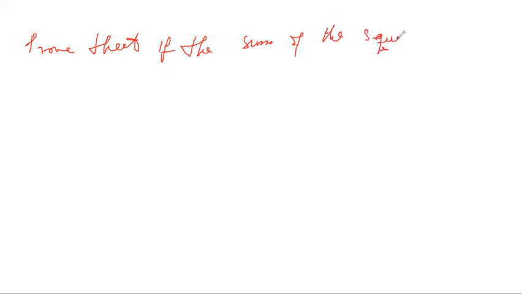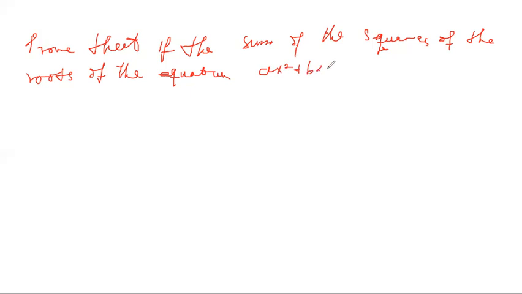Teacher, the question is: prove that if the sum of the squares of the roots of the equation ax squared plus bx plus c is equal to 0 is 1, then b squared is equal to 2ac plus a squared. So teacher, that is the question.